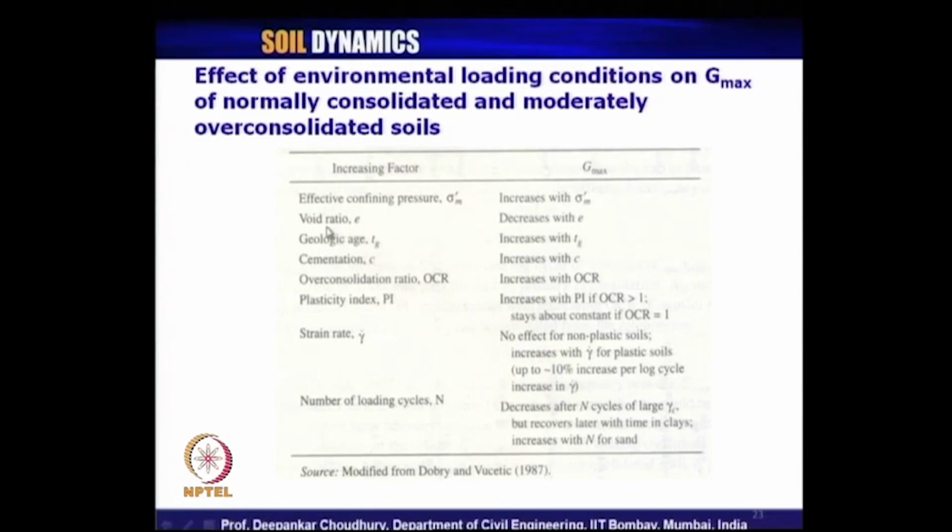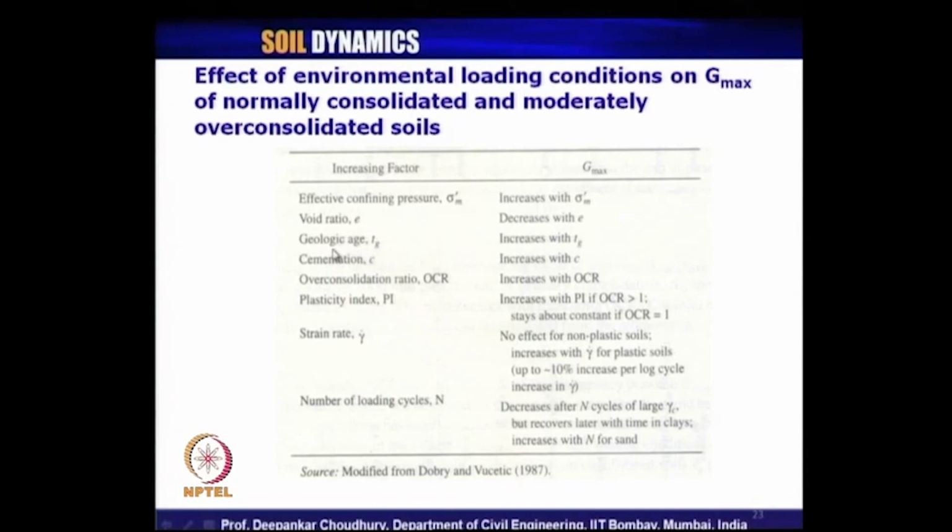What happens if void ratio of soil is increasing? Then the Gmax value will decrease. This also we can understand physically. Void ratio increasing means what happens? That is, soil is becoming more loose. More loose means strength of the soil will be much lower. So, that is why void ratio increases means Gmax value should decrease.